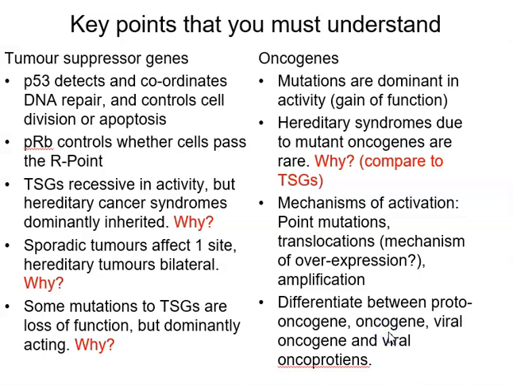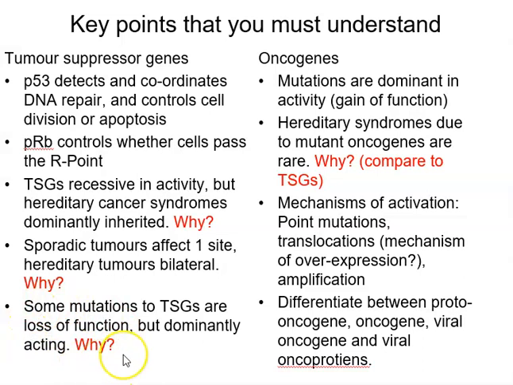So here's a summary of the key points that I've covered in these two videos. Tumor suppressor genes, there's a few questions that I want you to have a little sit down and think about. Why are tumor suppressor genes themselves recessive in activity but inherited dominantly? Why are sporadic tumours affecting only one site but hereditary ones bilateral?